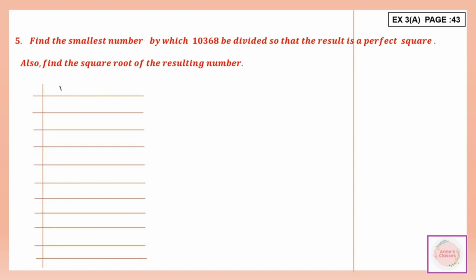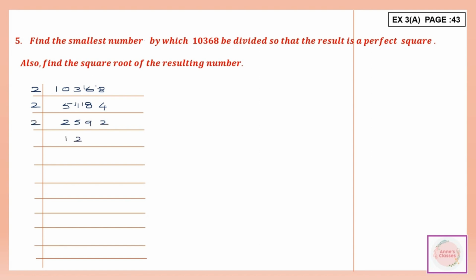So the number is 10,368. So let's divide this by 2. So let's take 10. 2 5s are 10. And then 3. 2 1s are 2. There's 1 left. 16. 2 8s are 16. 2 4s are 8. Continue with 2 again. Take 5. 2 2s are 4. There's 1 left. So now it's 11. 2 5s are 10. There's again 1 left. 18. 2 9s are 18. 2 2s are 4. Again with 2, 2 1s are 2.